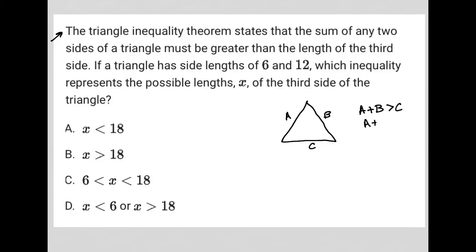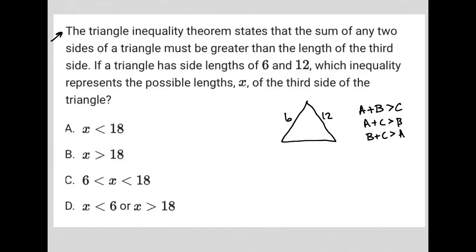But A plus C must also be greater than B, right? And B plus C must also be greater than A, and any other combination that I'm missing out there. So what else does it say? If a triangle has side lengths of 6 and 12, so let's get rid of these. Let's say we know that one side is 6 and one side is 12. Which inequality represents the possible lengths x of the third side of the triangle?